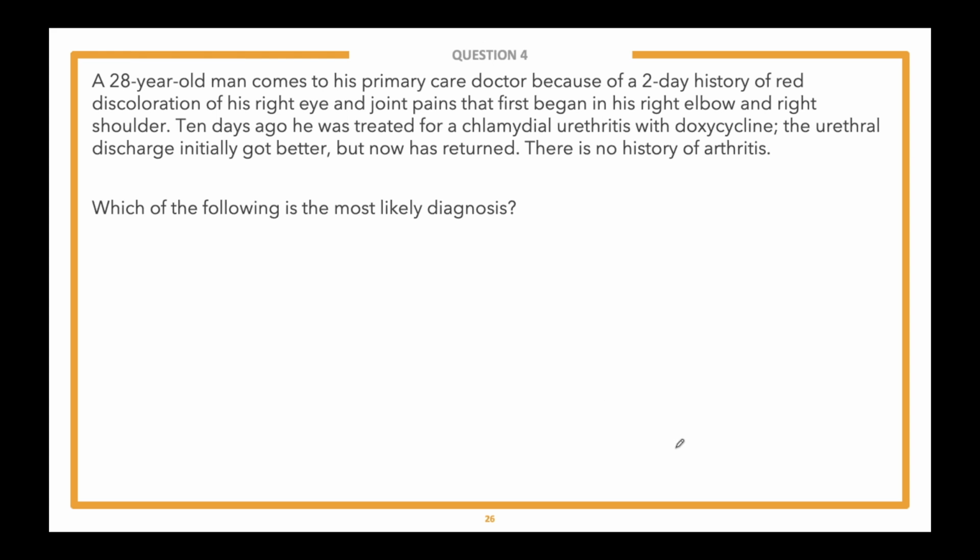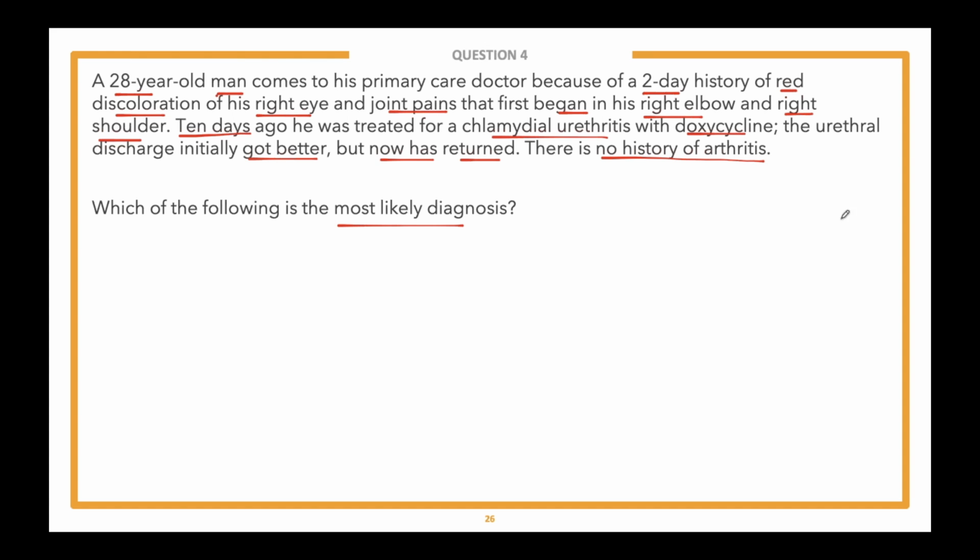So in this question, there's going to be a good amount, it seems like. So 28-year-old man, so demographics. We know there is a 2-day history of red discoloration of the right eye. So we also have duration there, which is good. We know that there's joint pains, began in the right elbow and right shoulder. They also gave us some nice history. 10 days ago, he had a chlamydial urethritis infection treated with doxycycline. That got better, now came back. No history of arthritis. So, which is the most likely diagnosis?